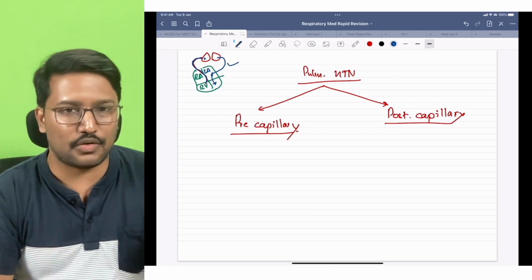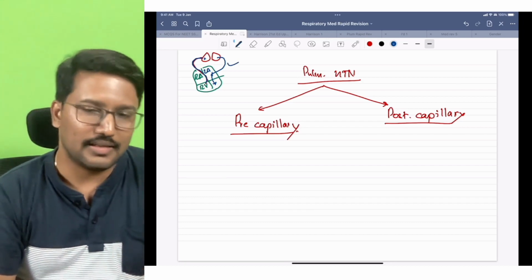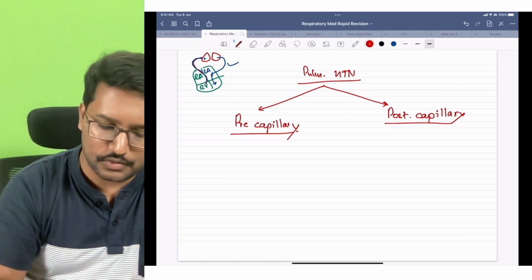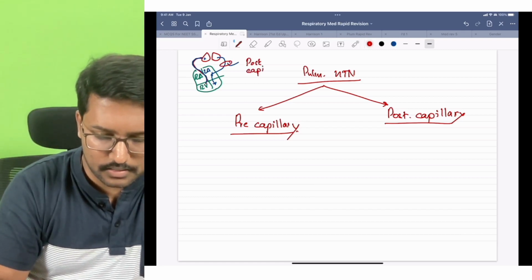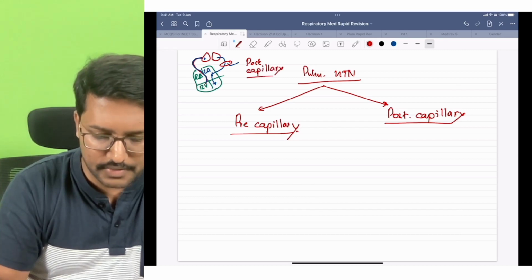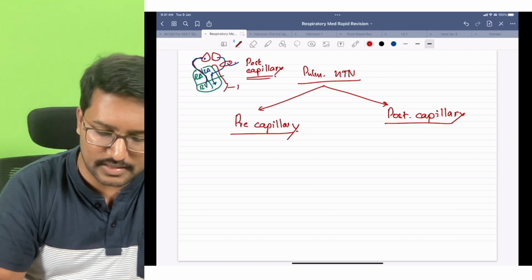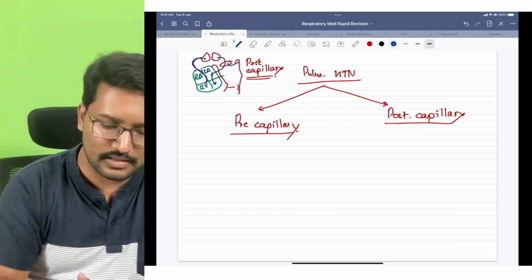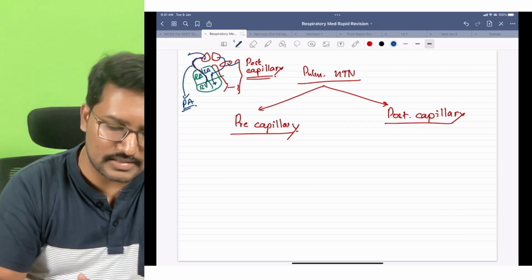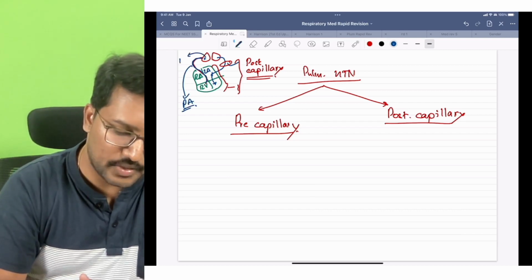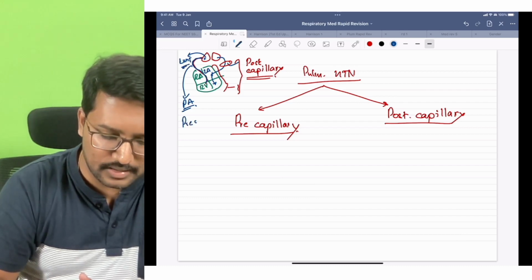And if there is a lesion of the left side of the heart, left atrium or left ventricle, if that is causing pulmonary hypertension, that is called as post-capillary, right? So your pulmonary vein belongs to post-capillary. Left-sided heart lesions will be considered as post-capillary. On the other hand, pulmonary artery pathology or the lung diseases, right, will be considered as pre-capillary, right? The lung and pulmonary artery will be considered as pre-capillary.